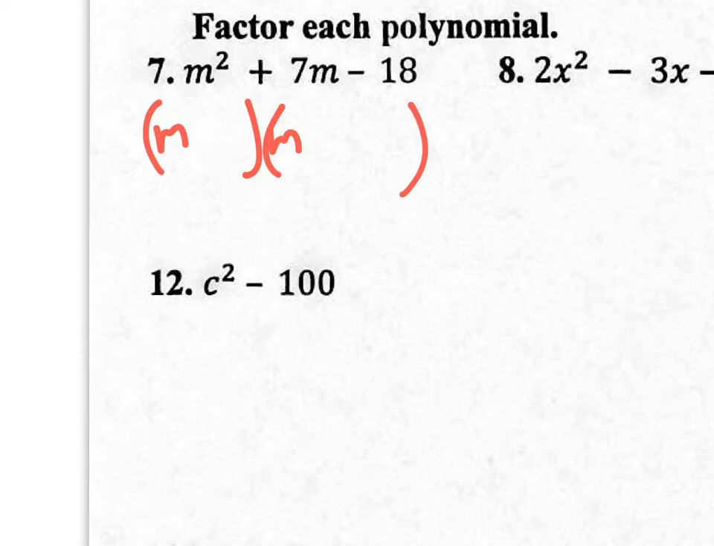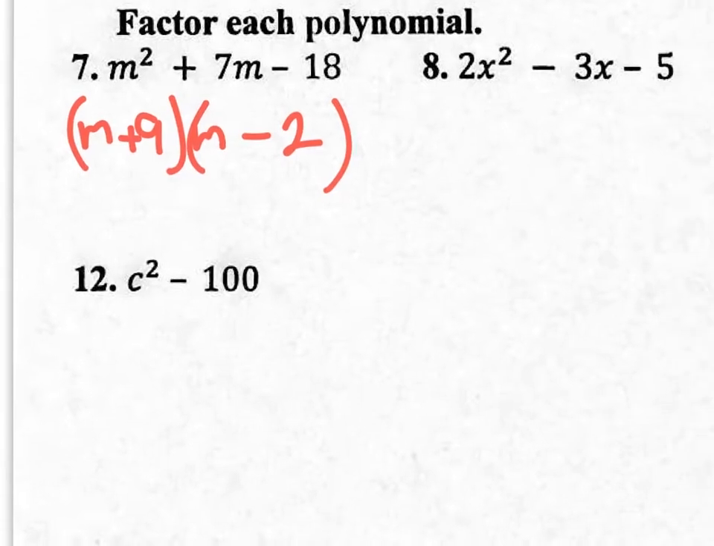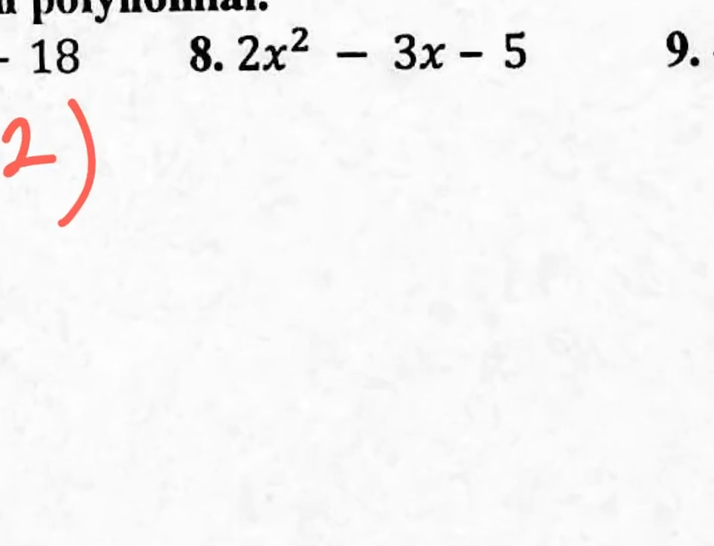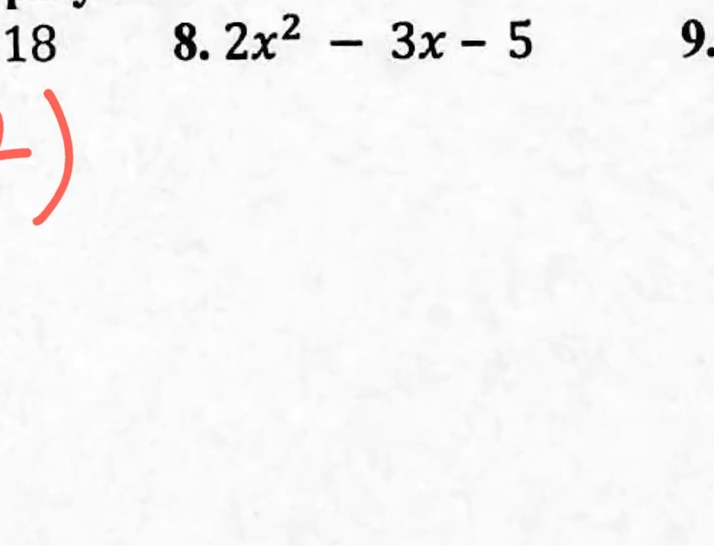What times what is negative 18, that if I add together, gives 7? That would be a positive 9 and a negative 2. And that's it, you're done. They don't even want you to solve, it's just factoring. Okay, but when the A value is not 1, like on number 8, that's where it gets challenging. How are we going to factor this?